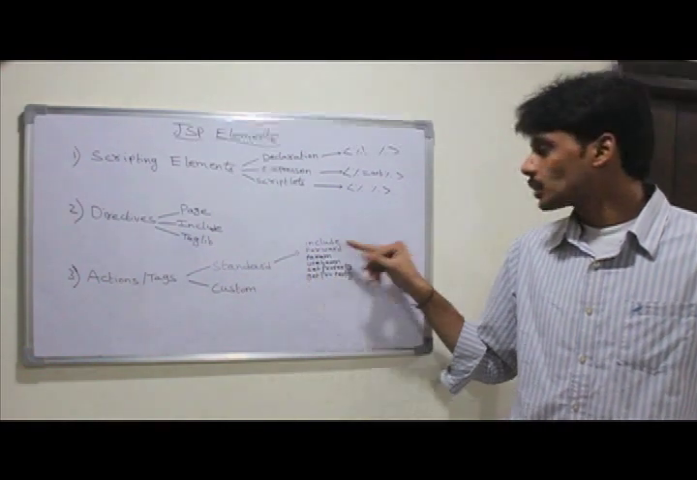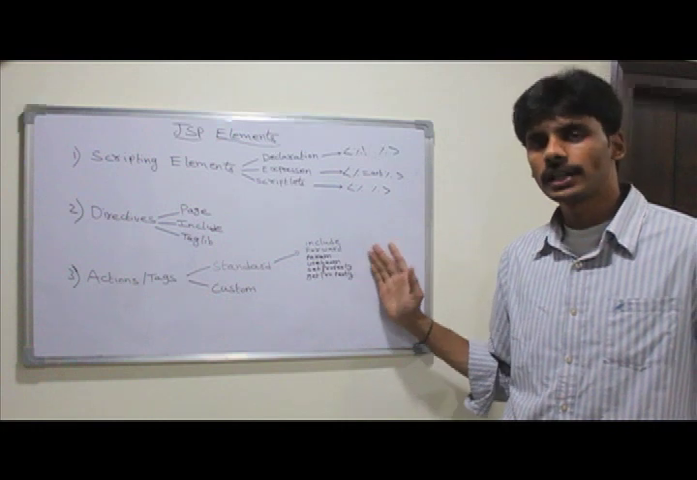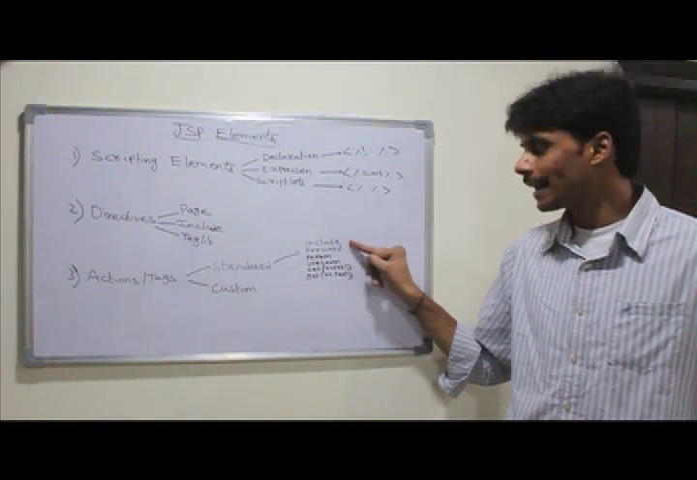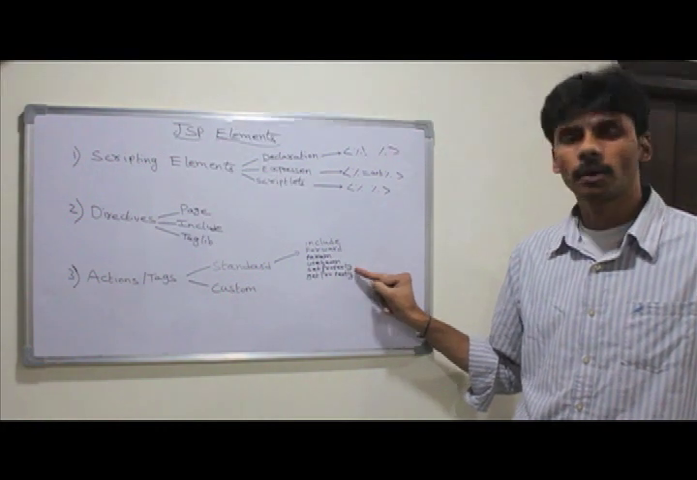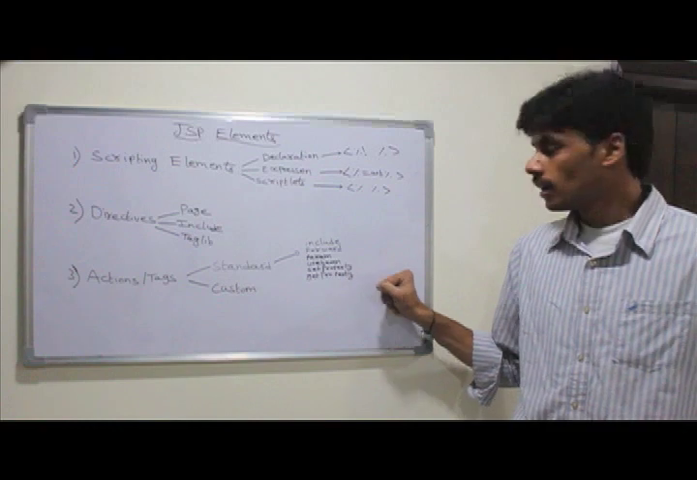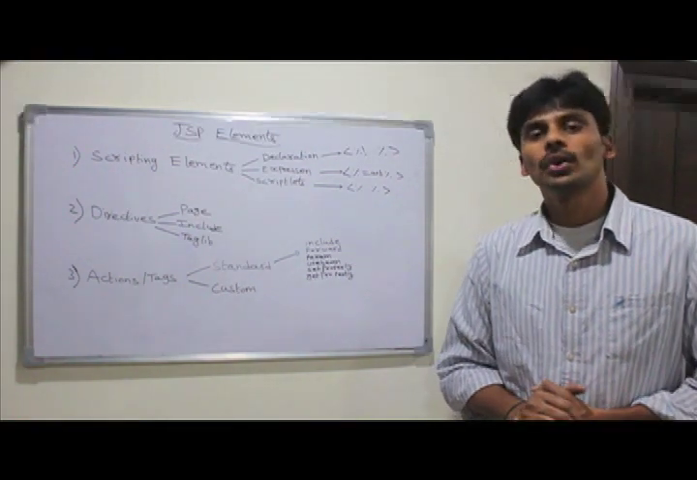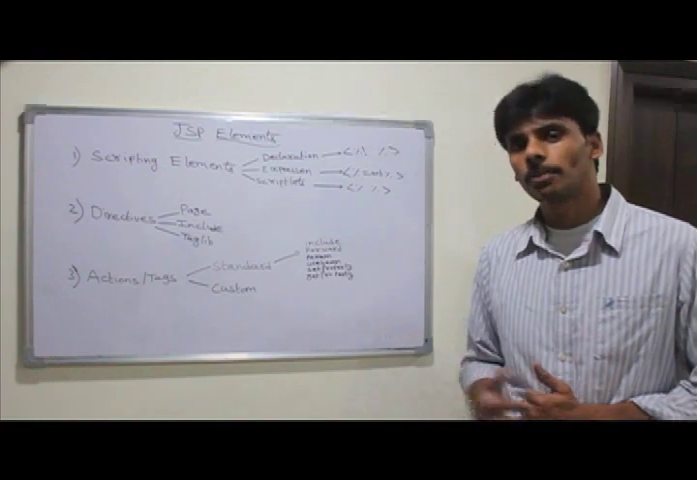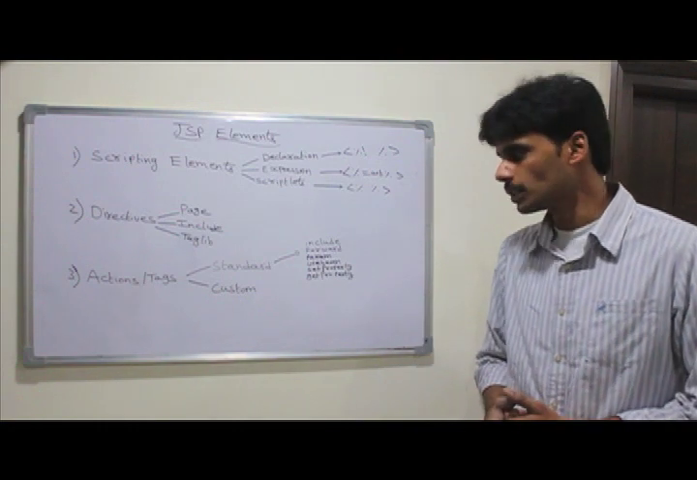In standard actions, we have a few more, not just what I have listed here. These are the main ones which we use quite often. They include forward, param, useBean, setProperty, and getProperty. The include and forward are very similar to the servlet's RequestDispatcher include and forward, which allow us to do inter-servlet communication. Here they allow us to do inter-JSP or JSP to servlet communication.